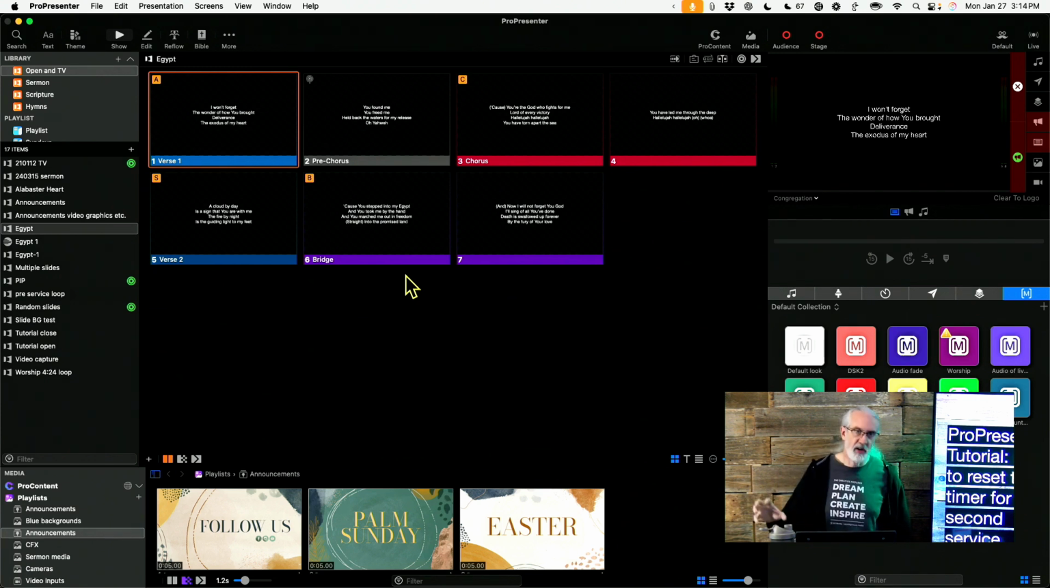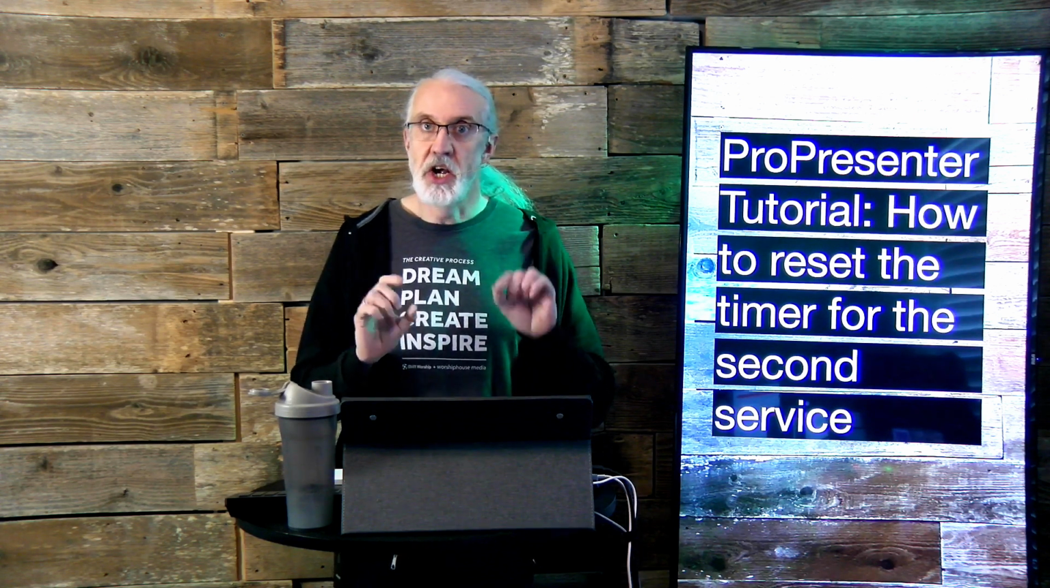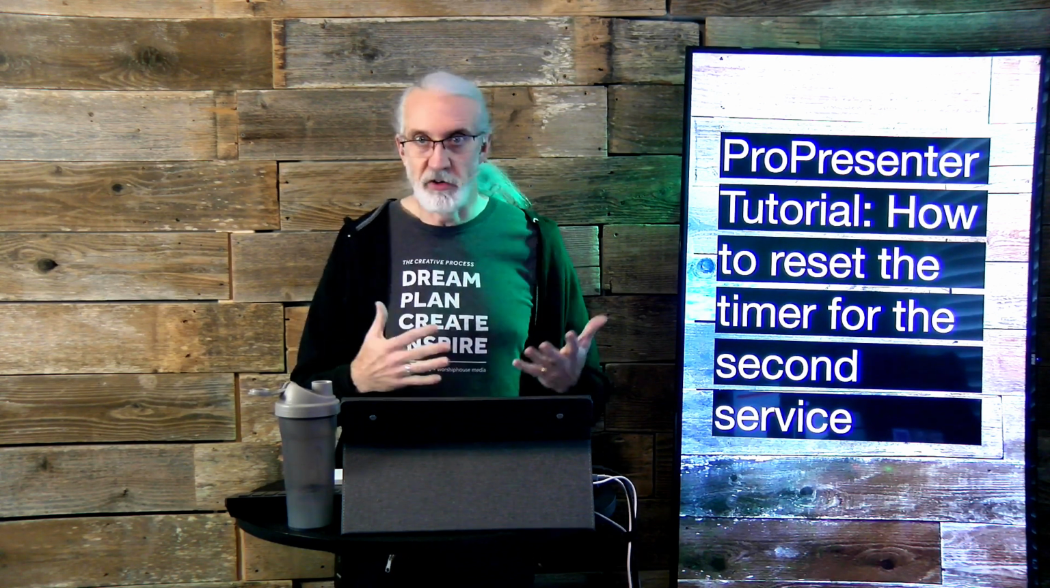I don't have to create new actions every week. Those macros are going to do the work for me, and the calendar is going to do the work for triggering it automatically. So we're just good to go, and that's how you can do that. So that is how you can automatically change the countdown for multiple services.